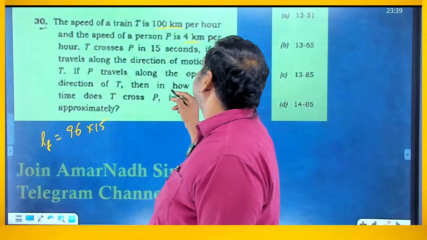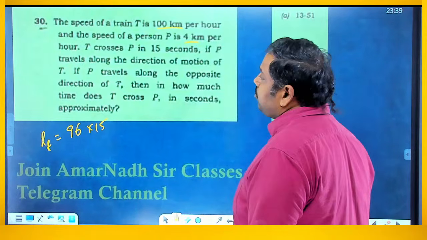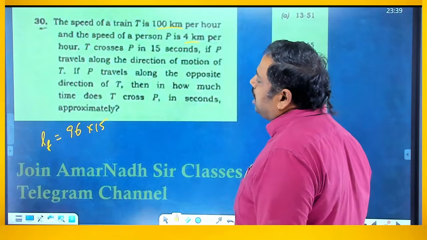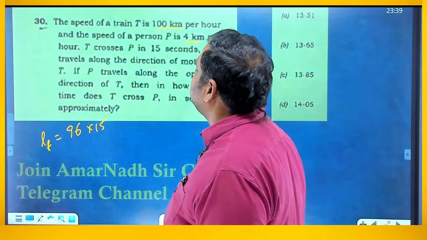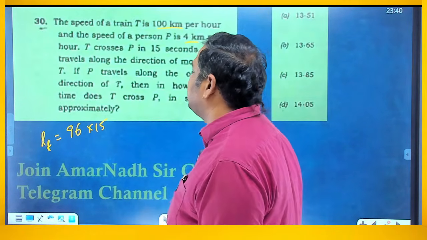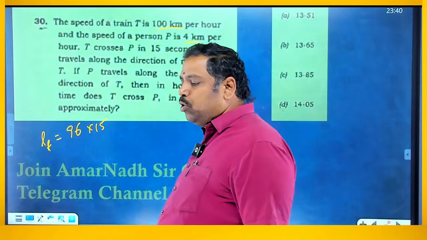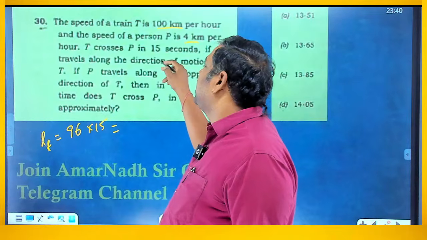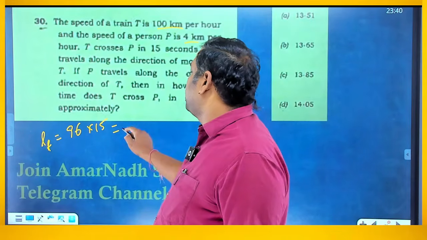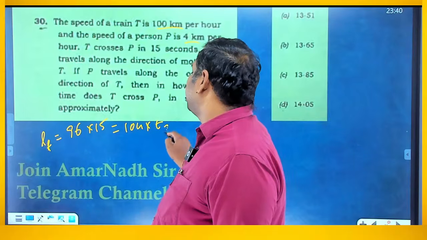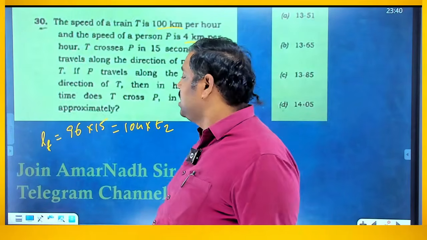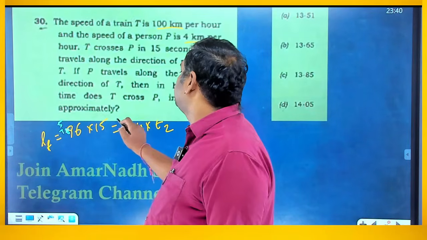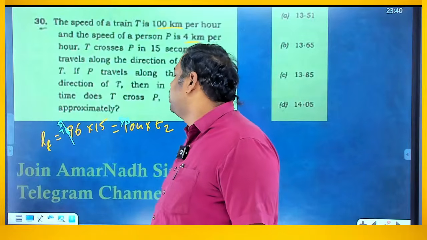Okay, good. So, next one. Okay. If P travels along the opposite direction of T, then in how much time does T cross P? In seconds approximately. Right. If both are moving in opposite directions, automatically what happens here? So relative speed means it will be added, right? So 104, right? 104 into how much time he is asking. No need of conversions now, because if you want to convert, you will write 5 by 18 here, and the same 5 by 18 here you will also write, and both get cancelled, right? That's why no need of conversions.